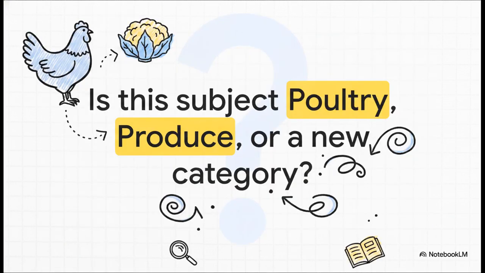I'm going to leave you with this final provocative thought to ponder before test day. When you sit down to write that final exam essay, how will you rigorously defend your classification of this visual anomaly? Is it poultry? Is it produce? Or is it an entirely new category? Study your notes, always trust the visual evidence over your initial instincts, and I will see you at the exam.